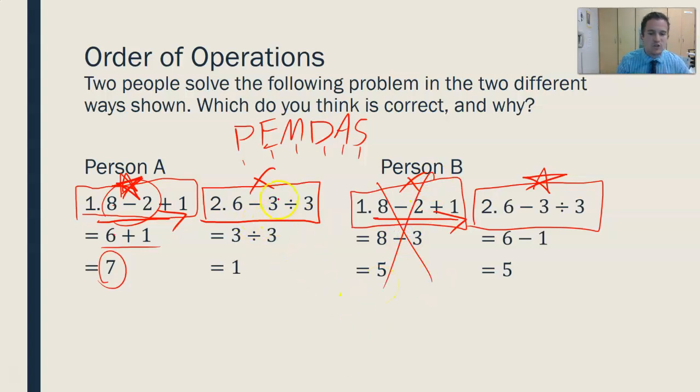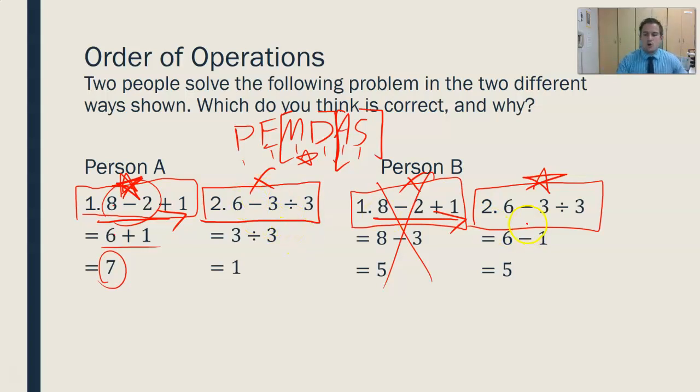With problem number 2, I have 6 minus 3 divided by 3. In our PEMDAS here, we note that before I do addition and subtraction, I have to do multiplication and division. So moving from left to right, I do all my multiplication and division. And then when I've done all that, then I move from left to right doing all my addition and subtraction.